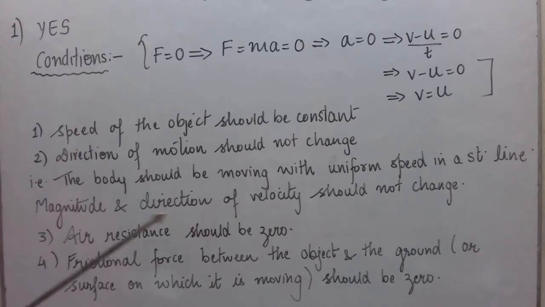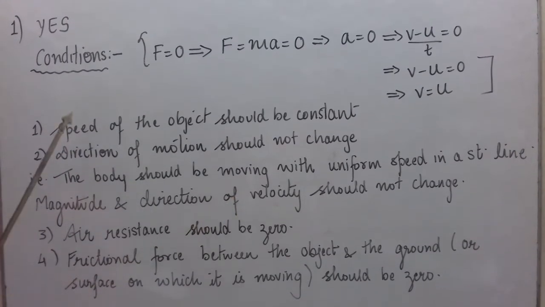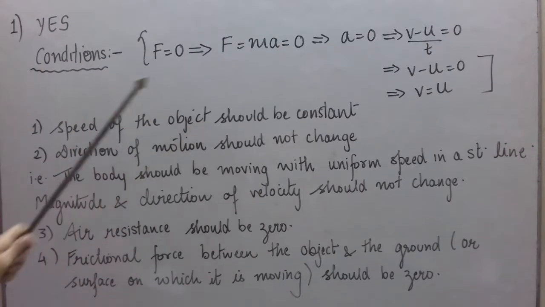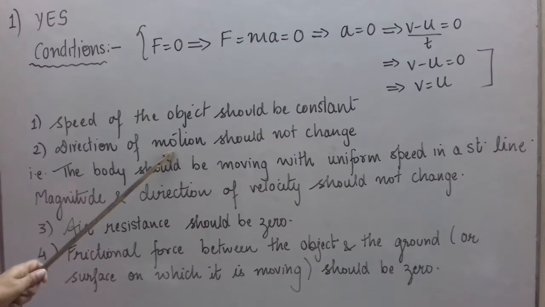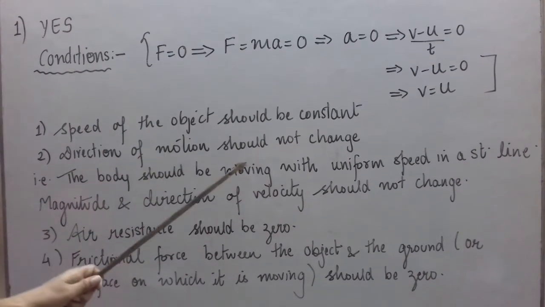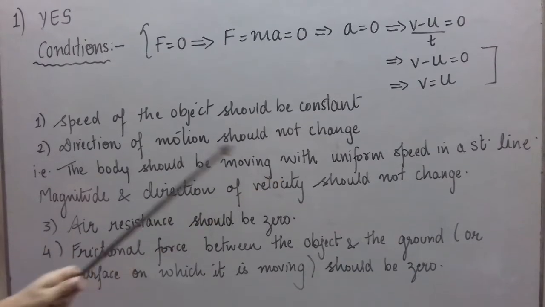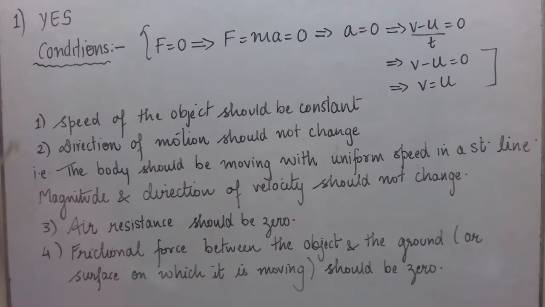So what is velocity? It is nothing but speed of a body in a given direction. So the speed of the body should be constant, and the direction of motion should not change, it means it should remain the same. Or indirectly we can say that the body should be moving with uniform speed in a straight line. Okay, and finally this is possible.